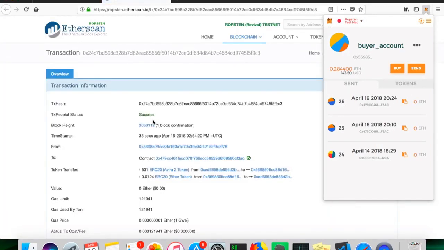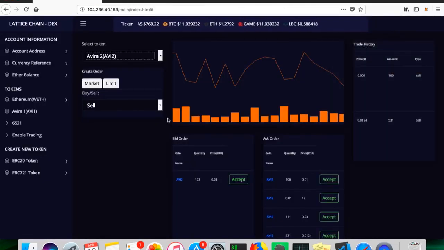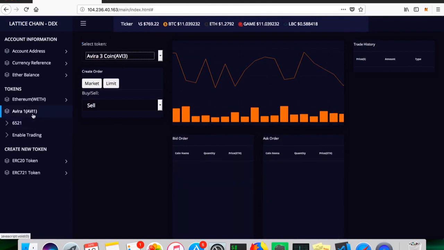So as we can see over here, the tokens have been transferred from one account to the other, and again swapped between the two accounts, and eventually we've got a success for that particular transaction. Now if we go back to this other coin and want to see the total tokens out there, we can see that they have bought one coin, which is Avira 2, and the amount has been updated. So 531 was the new order, and we had 100 previously, so you can see the total number of coins is 631.